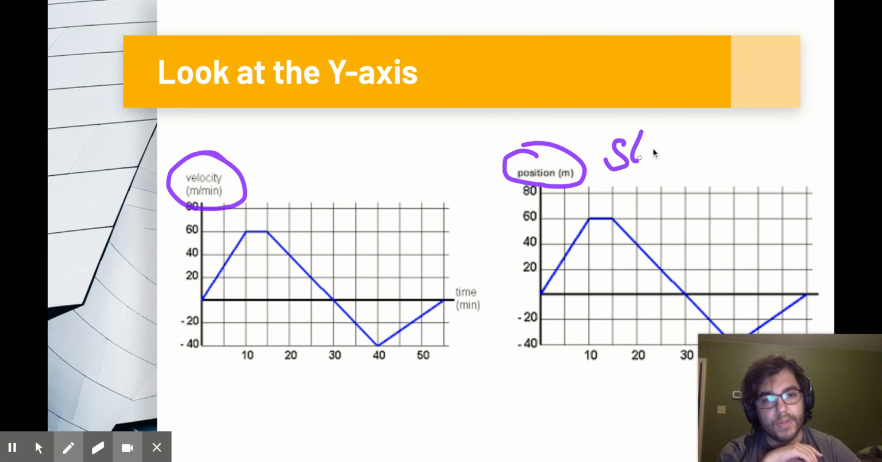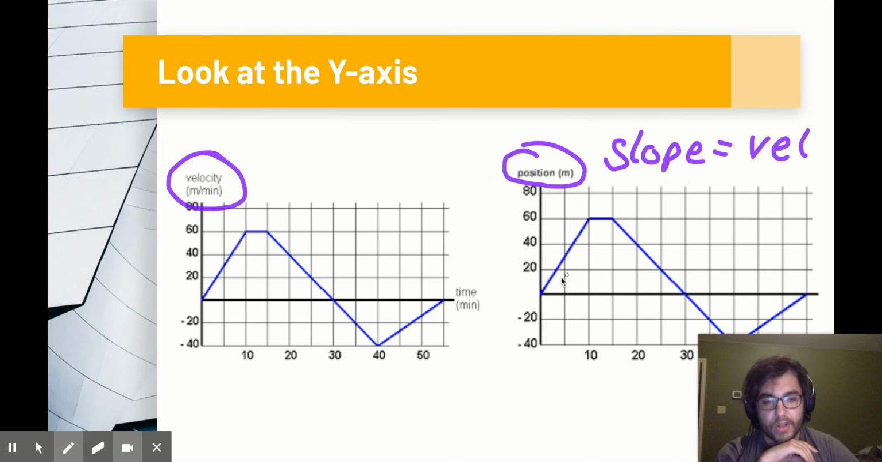Here, slope is velocity. Here, velocity is just anything on the axis. So right here, we're at 60 meters per minute. Over here, we're at 40 when it crosses, and so on and so forth.